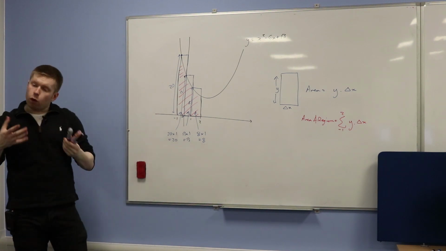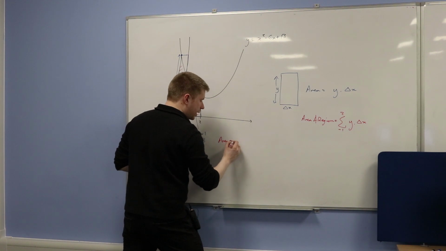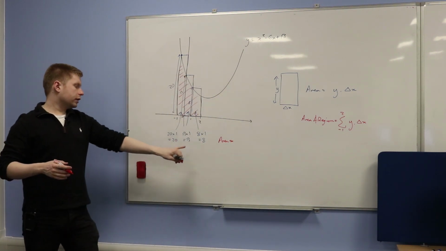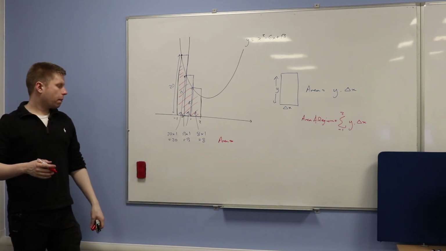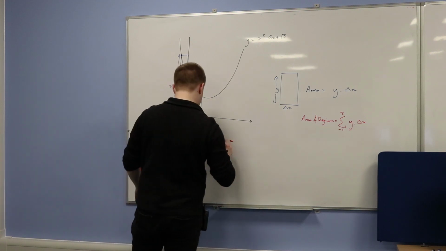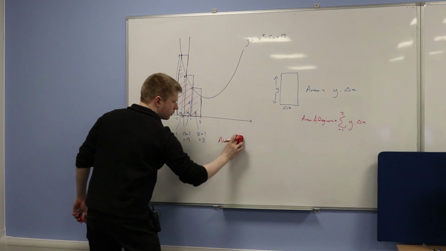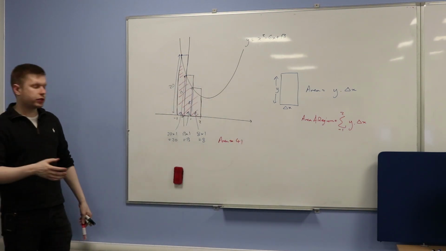Then if I want an approximation for the area, I can say that the true area is going to be approximately equal to just the sum of all these things. 20 plus 13 plus 8. What do I get? 41. Yep, that looks about right to me. Okay, so that's what I'm proposing my area is going to be.